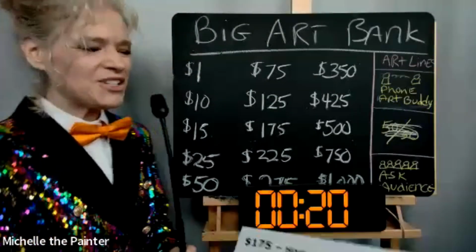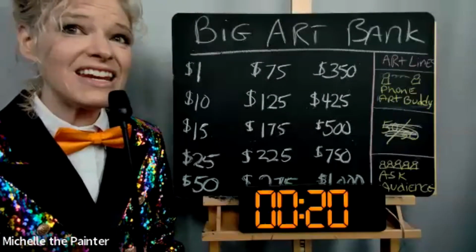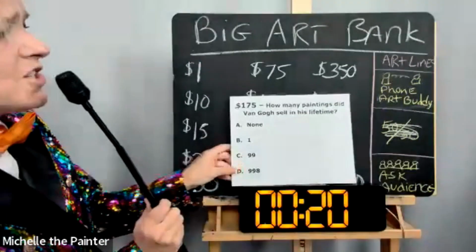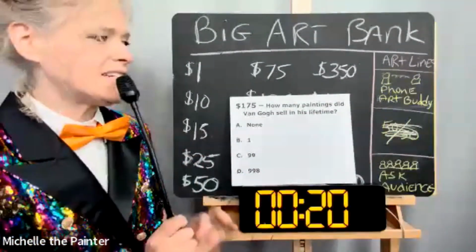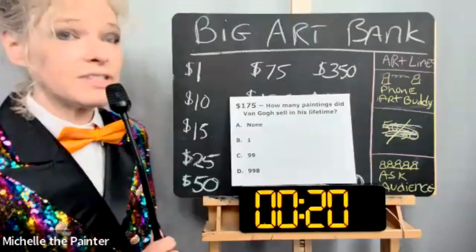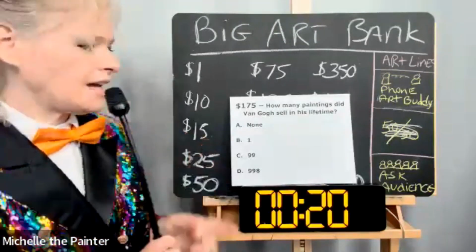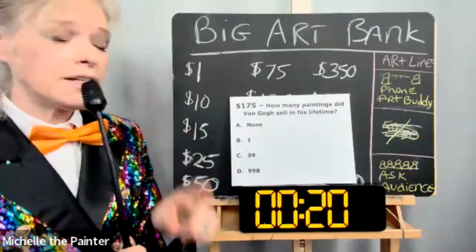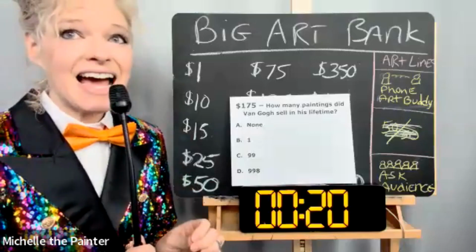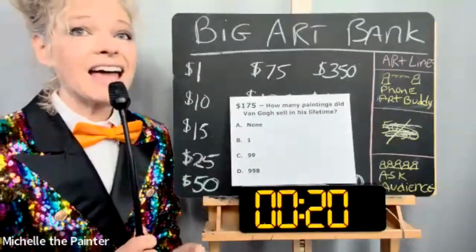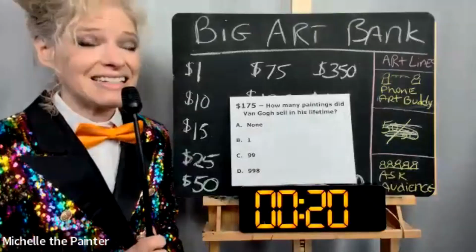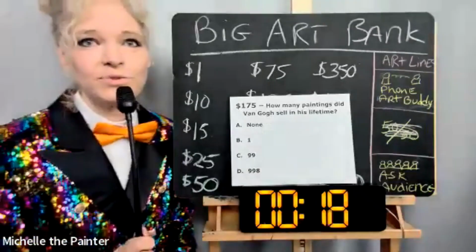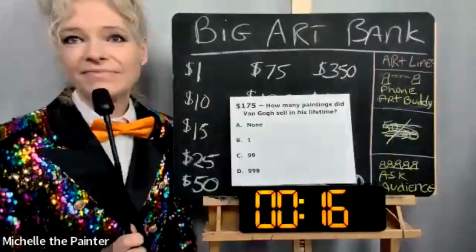All right. So the next question is going to be worth $175. This question is, how many paintings did Van Gogh sell in his lifetime? None is A. B is 1. C is 99. And D is 998. You can now answer if you'd like to, or use a lifeline.